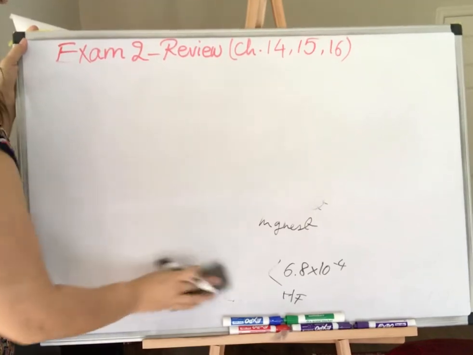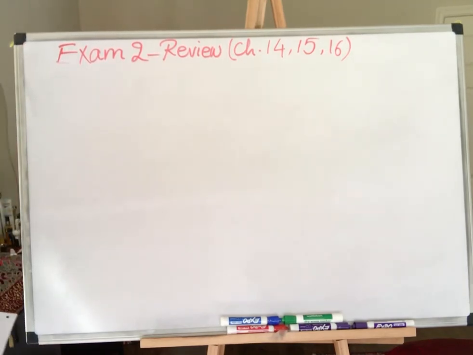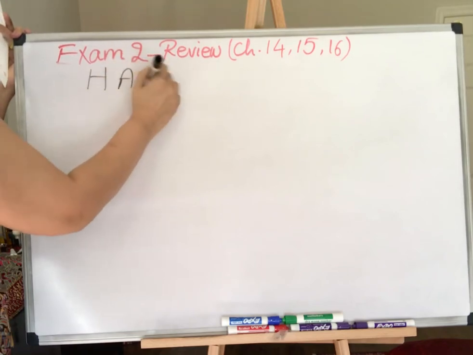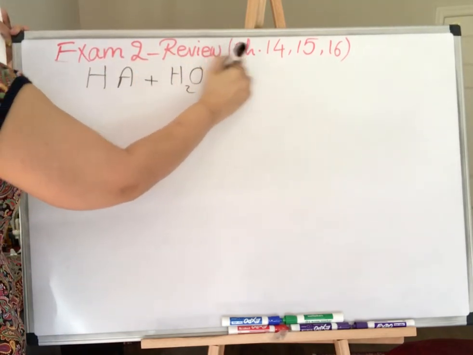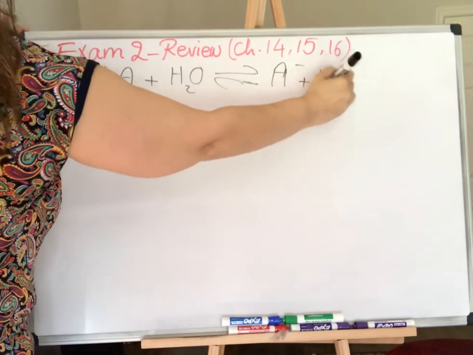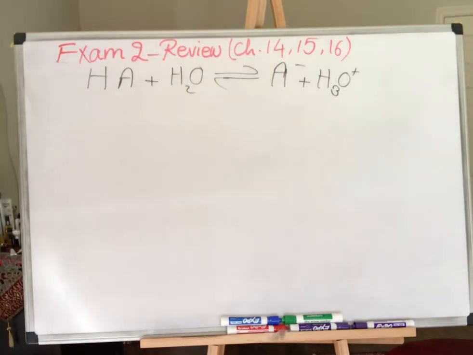Question number 29 is the longest question in this review, since you need to work with a quadratic equation. What is the pH of a solution prepared by dissolving some chloroacetic acid? Again, don't worry about this long formula, just write HA added to water gives A negative plus hydronium ion. That's all you need to do, don't worry about it.